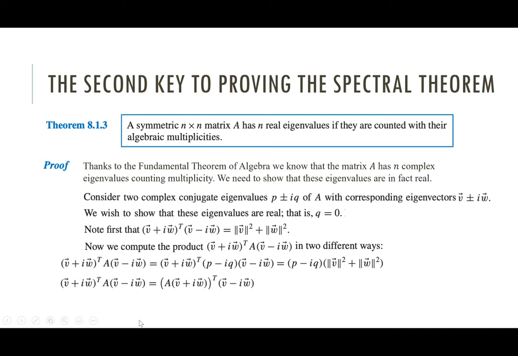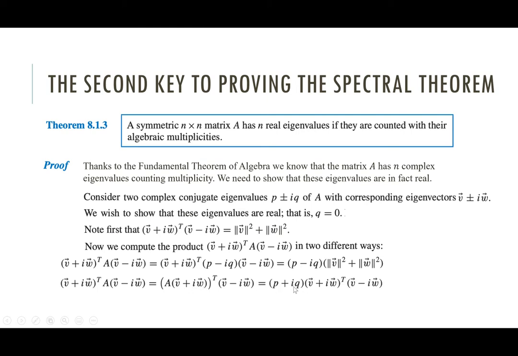Okay. Now we're going to use tricks like we used before, where now, V plus iW transpose. Well, we're going to use the fact that A is symmetric, and so A is equal to A transpose, and then just note that this quantity, V plus iW, transposed is in fact equal to what we have here, times V minus iW. Okay, now use the fact that V plus iW is an eigenvector.